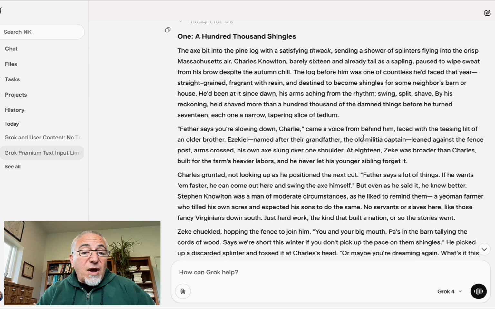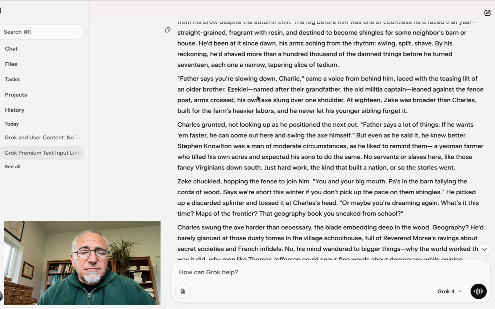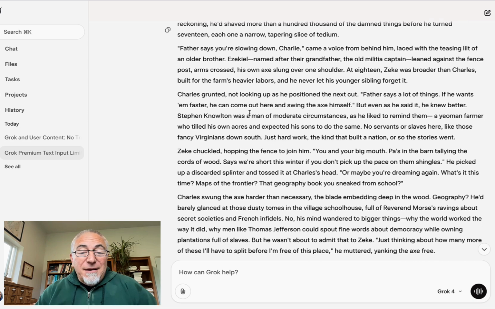And it thought for 12 seconds once again, and it came up with something. It isn't bad. It's not exactly what I would write, but it incorporates a lot of the descriptions and the ideas that I had put in there. It invents a character, his older brother, Ezekiel. Ezekiel was not his older brother's name. His grandfather was named Ezekiel, however, so Grok didn't come up with that out of completely thin air.